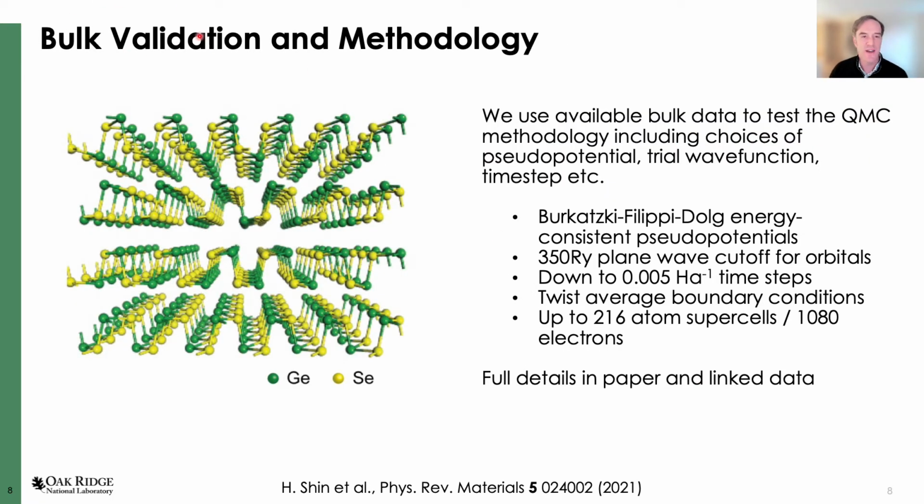So then how do we do the bulk validation, and what sort of methodology are we following? So I've got some details here of the calculations. These are relatively standard for current Quantum Monte Carlo calculations. So we use BFD potentials that were developed for Quantum Monte Carlo calculations. Our trial wave functions actually come from a plane wave calculation, although in QMCPACK we're going to convert those into real space splines for efficiency. We have a fairly small time step. We do twist averaging, and we actually go up to over 1,000 electrons.